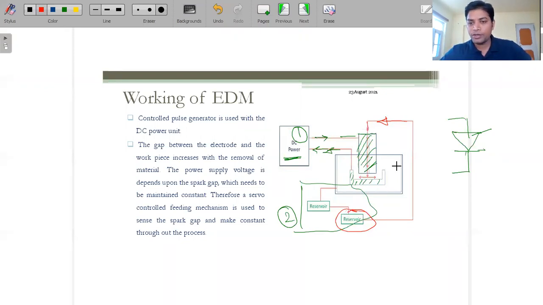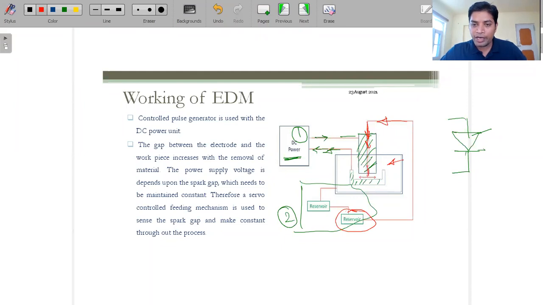Either we can use it on the other side as well, but to make it uniform, whatever the shape we are using, in between that only we will create a passage. Here we are using a cylindrical tube, so a cylindrical tool. In between that only we have created a small passage through which this dielectric fluid is coming.